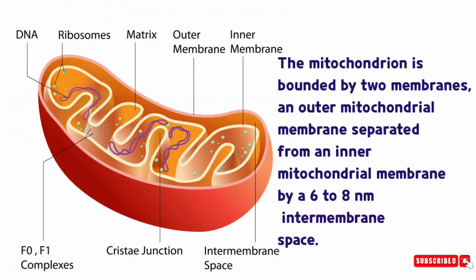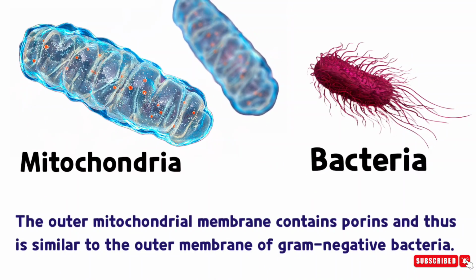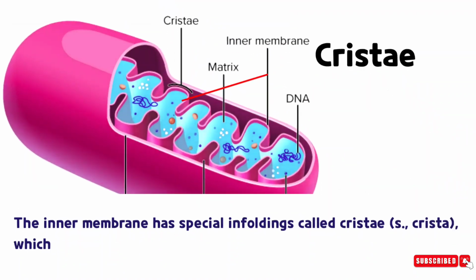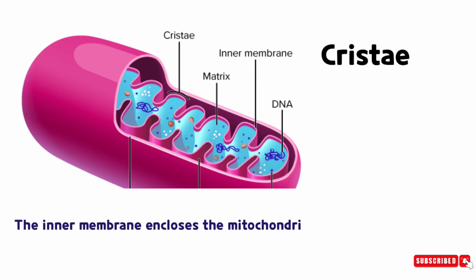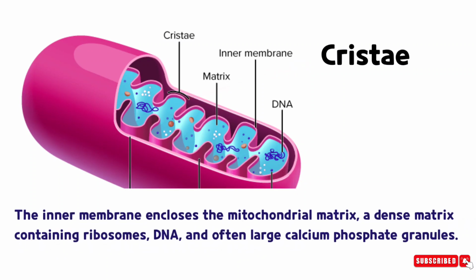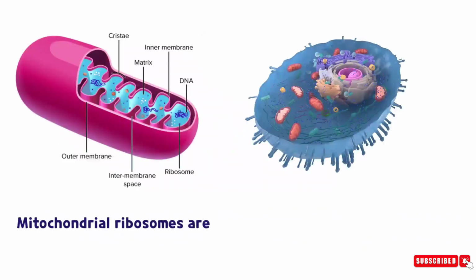The outer mitochondrial membrane is separated from the inner mitochondrial membrane by a 6 to 8 nanometer intermembrane space. The outer mitochondrial membrane contains porins that are similar to those of the outer membrane of gram-negative bacteria. The inner membrane has special enfoldings called cristae. The inner membrane encloses the mitochondrial matrix, a dense matrix containing ribosomes, DNA, and often large calcium phosphate granules.